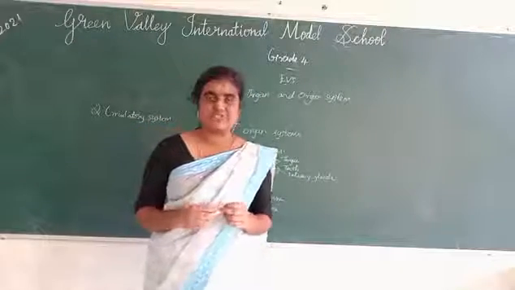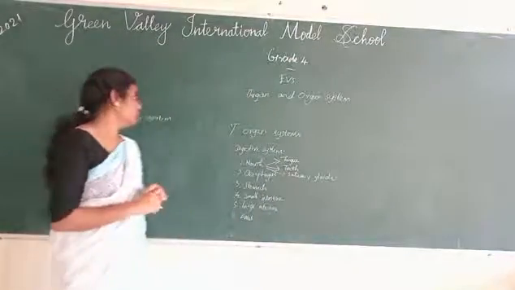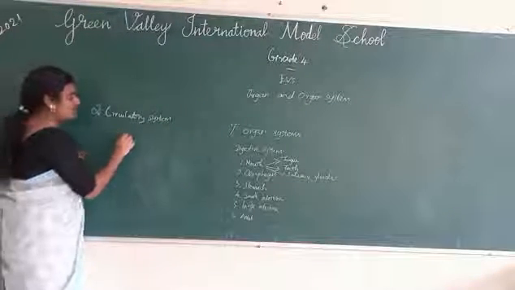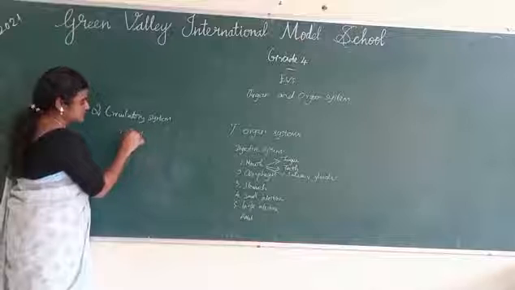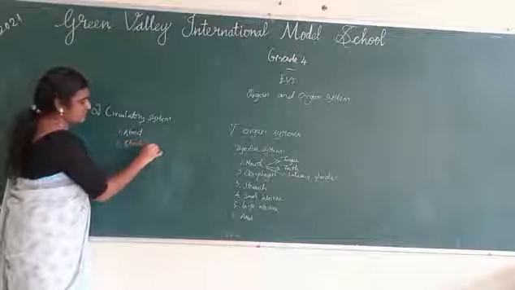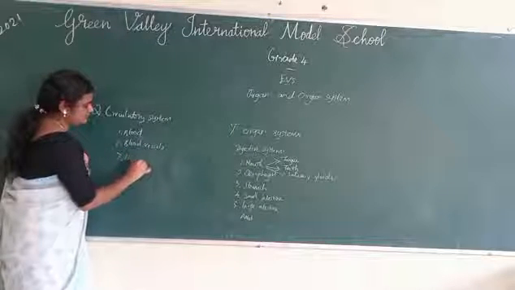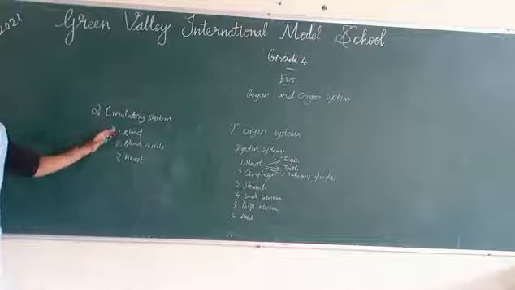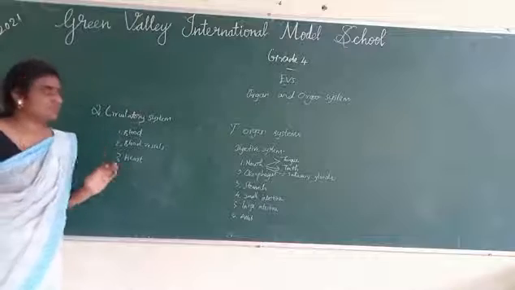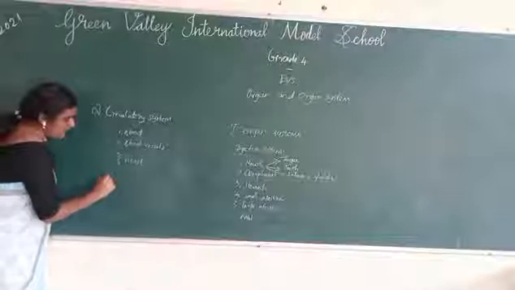The circulatory system delivers oxygen and nutrients through blood to our entire body. The main parts of the circulatory system are blood vessels and heart. The blood vessels are the main part of this circulatory system. So there is blood here.